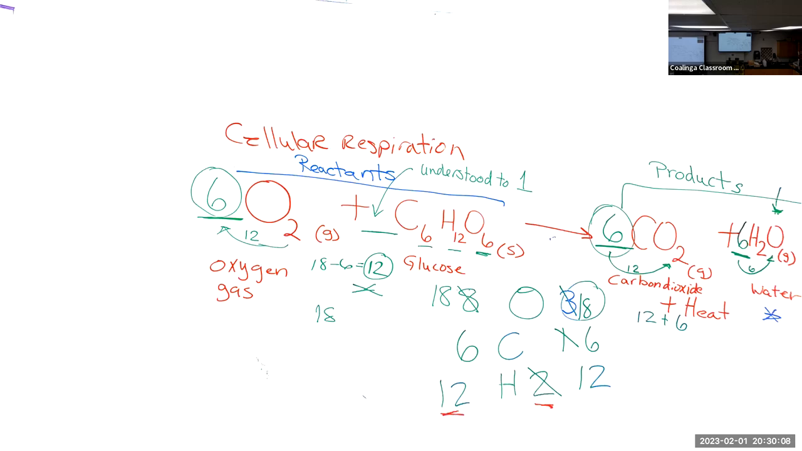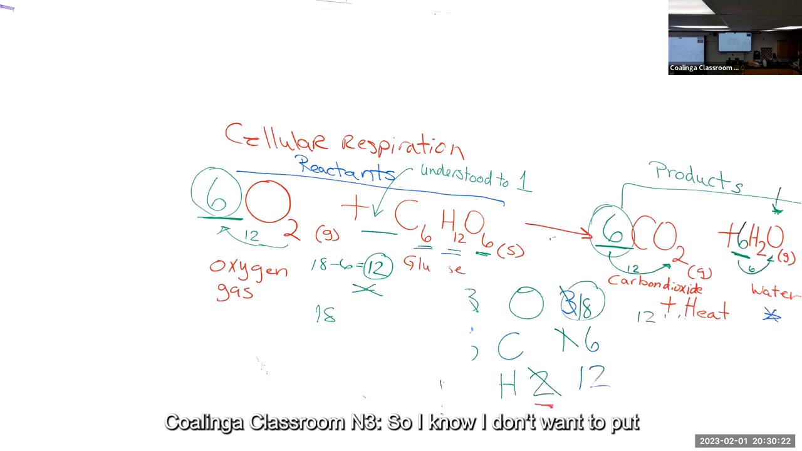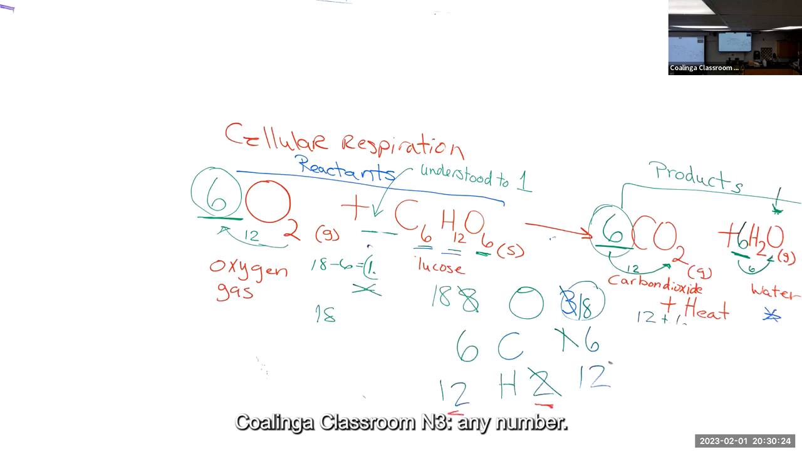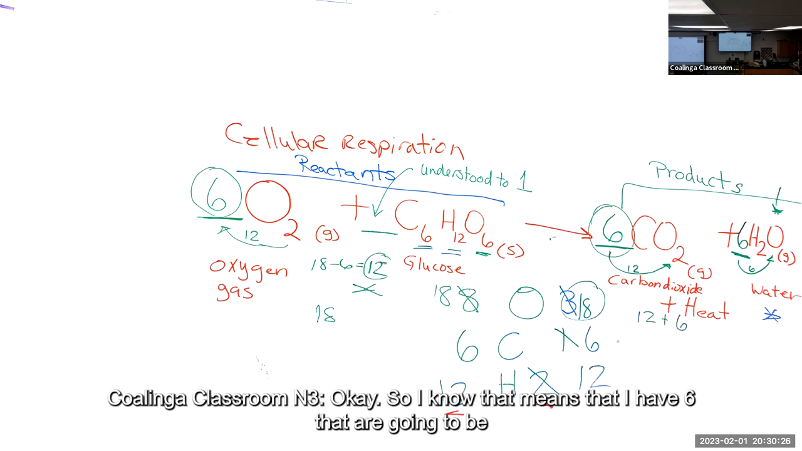How you doing over there? That's how that looks. How did you figure out 18 on the back? Okay. So I knew that these two were already good, so I don't want to put any number in front of them. That means I have 6 that are going to be contributing from here.